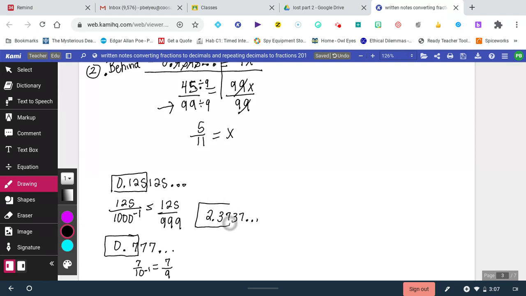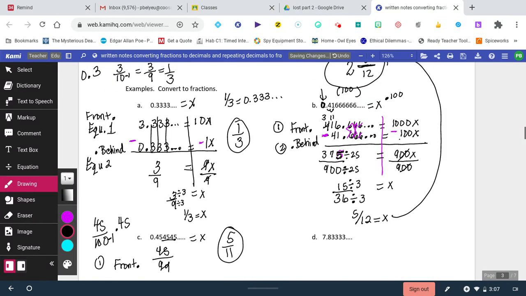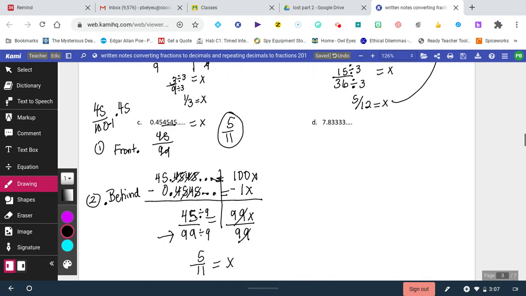If you just had this part, instead of the repeating 3 and 7, you would write this as 2 and 37/100ths, because the 7 ends in the hundredths place. But because it's repeating the 3 and the 7, you reduce the denominator by 1. So you're going to get 2 and 37 over 99.